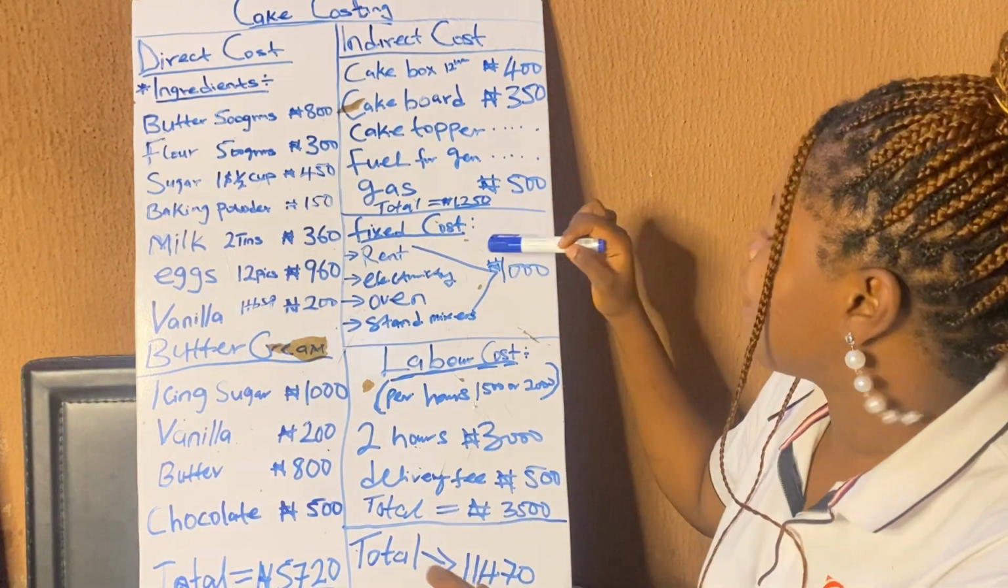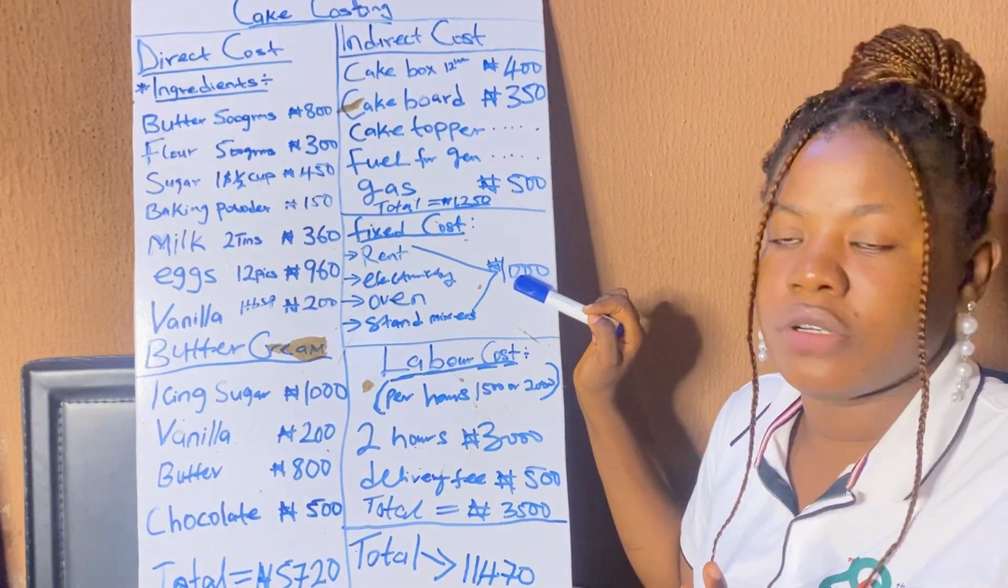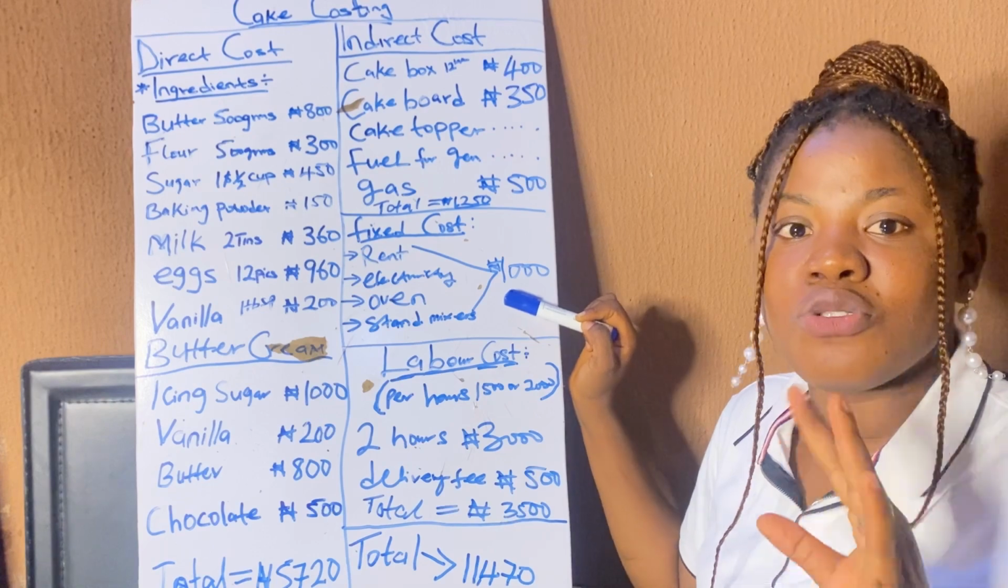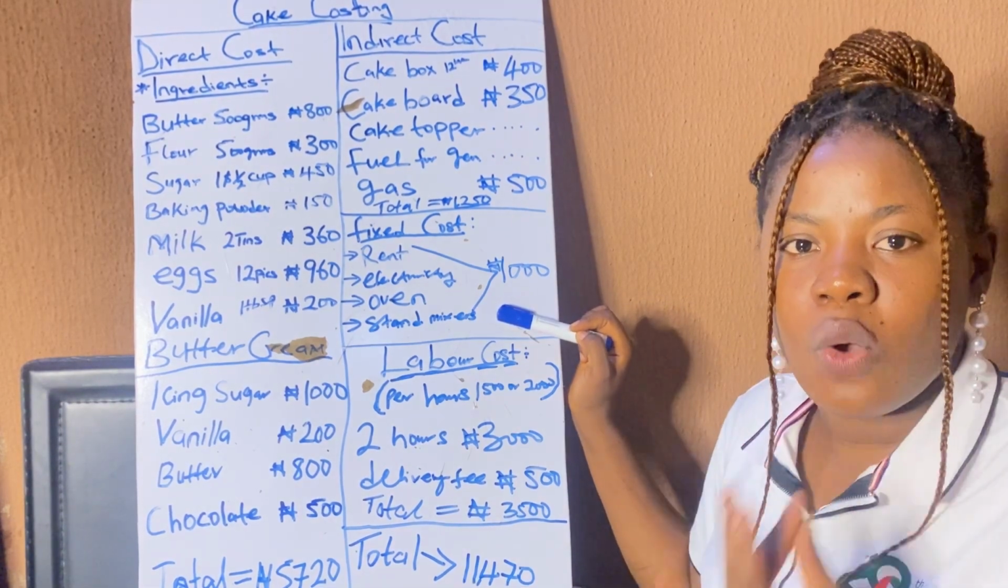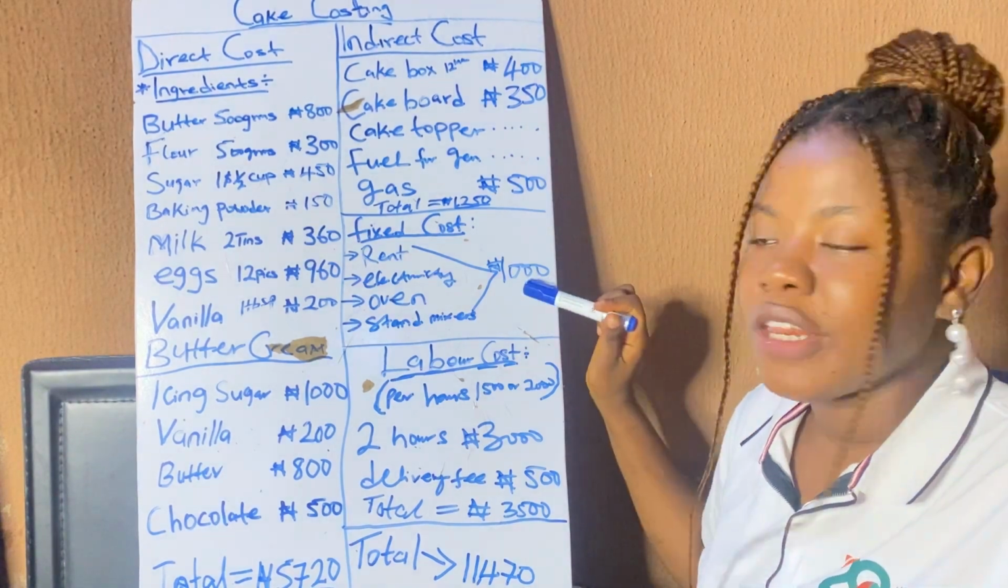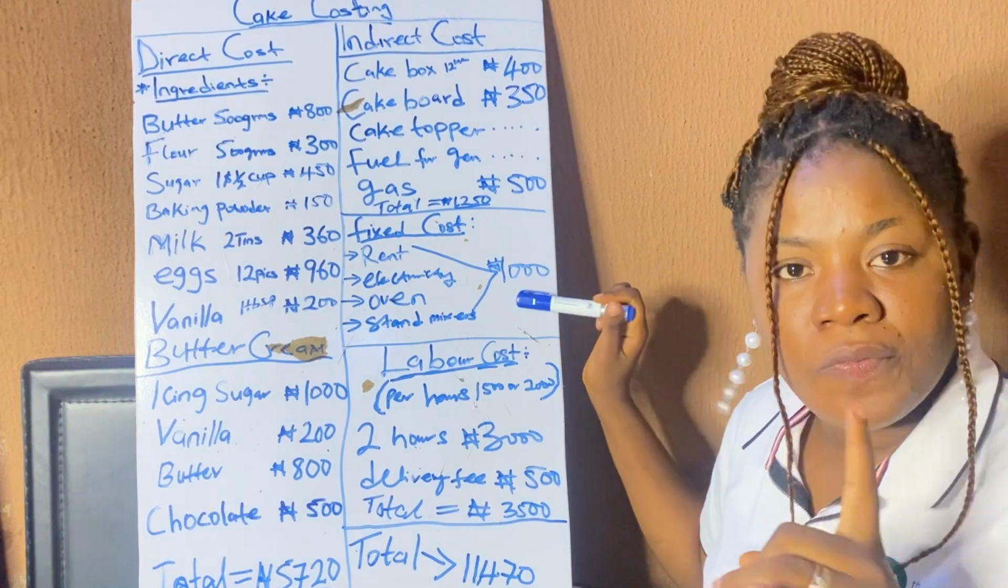I said, okay, let me put 1,000 naira. Please, this depends on my location. If you are in a place where your clients pay well, and everybody knows what cake goes for, you can go ahead and add 2,000 naira, depending on you. But to me, I'll be adding 1,000 naira.